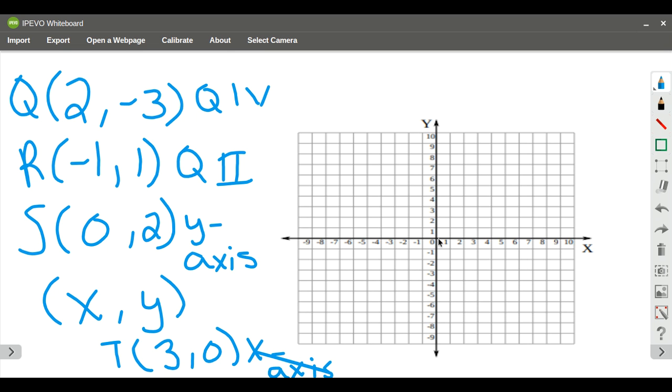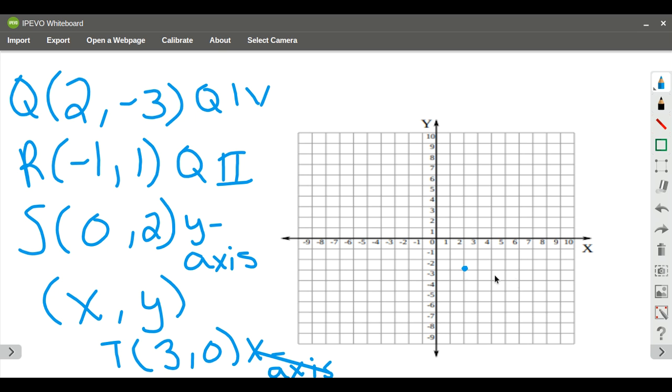So let's go ahead and plot these coordinates and see where they end up. To plot, I always start at the origin and I move with my x first, so I move left to right first. My first coordinate is going to be Q. I'm going to move over 2, so 1, 2, and then I'm going to move down 3: 1, 2, 3. I'm going to make my point a little darker.